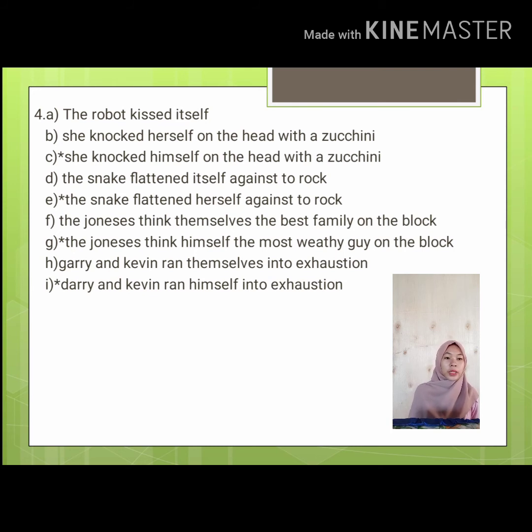Think about the examples a little more closely, however. Whether or not 4E is well formed depends upon your assumption about the gender of the snake. If you assume the snake to be male, then "the snake flattened himself against the rock" is perfectly well formed. But under the same assumption, the sentence "the snake flattened herself against the rock" seems very odd. But it is fine if you assume the snake is female.